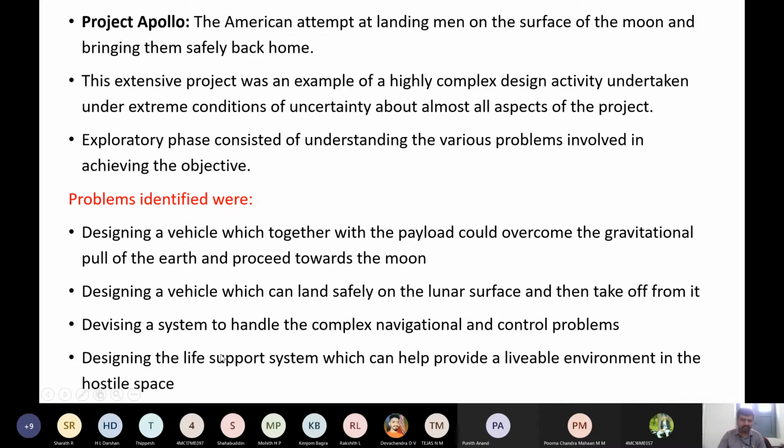Next, designing the life support system which can help provide a livable environment in outer space. Since this project involves people, you should create an environment such that they can live in that vehicle. So these are the problems identified by the people who were working on this project, Apollo.